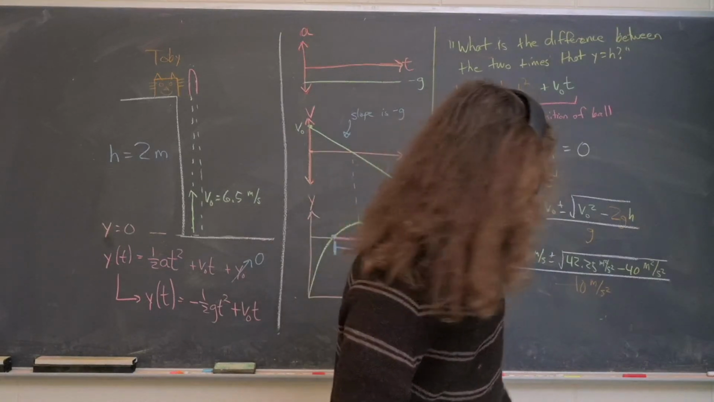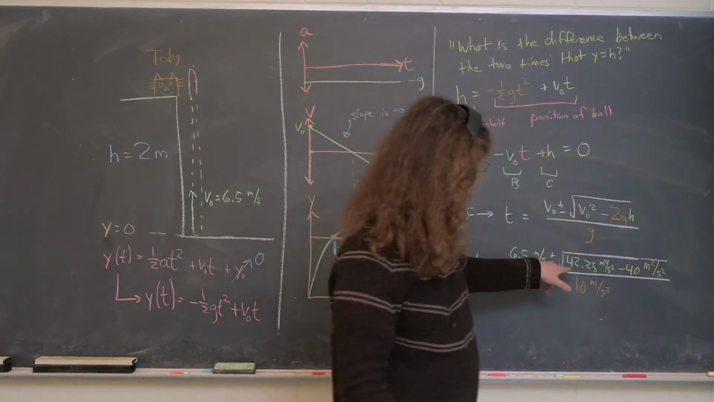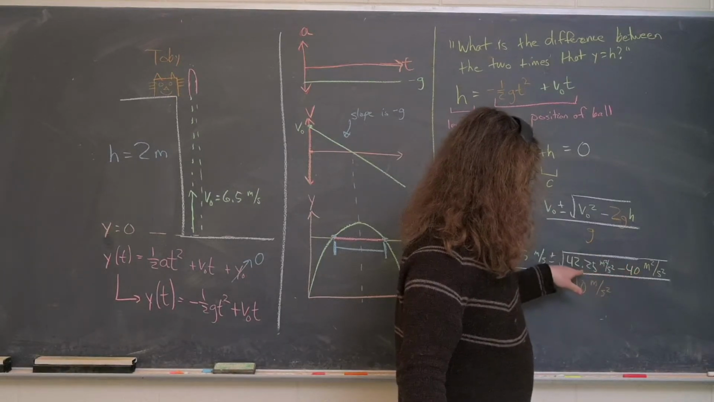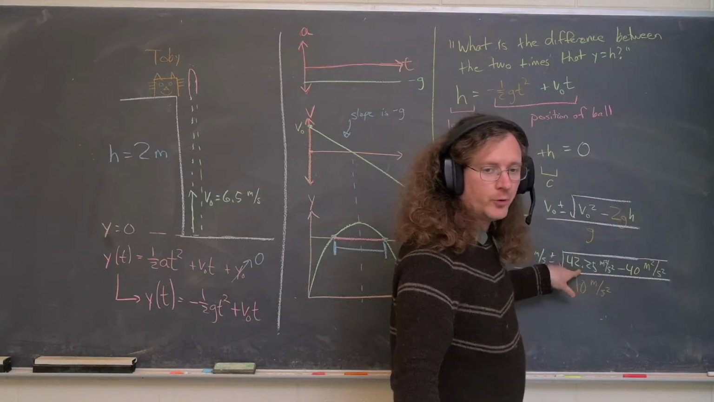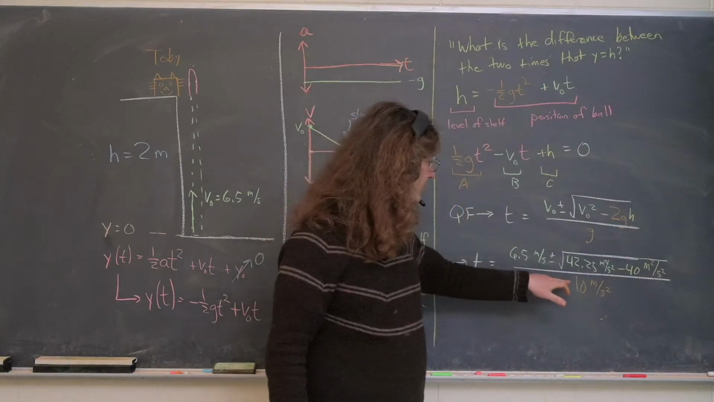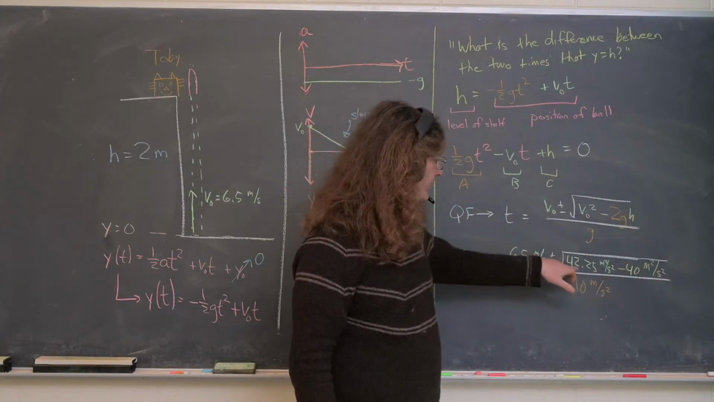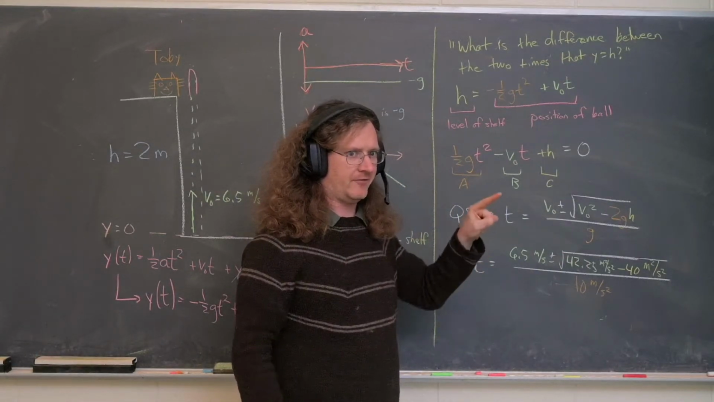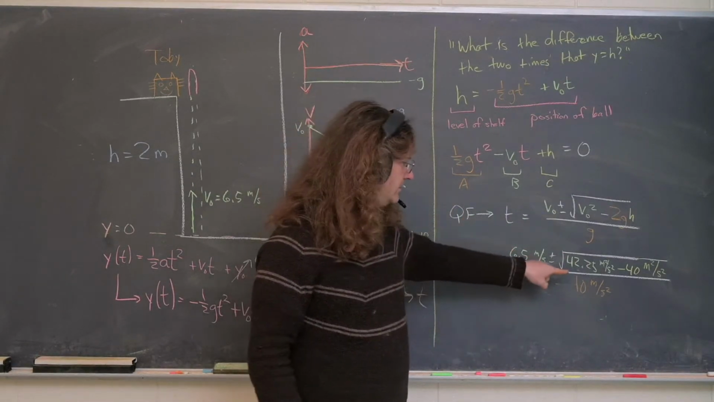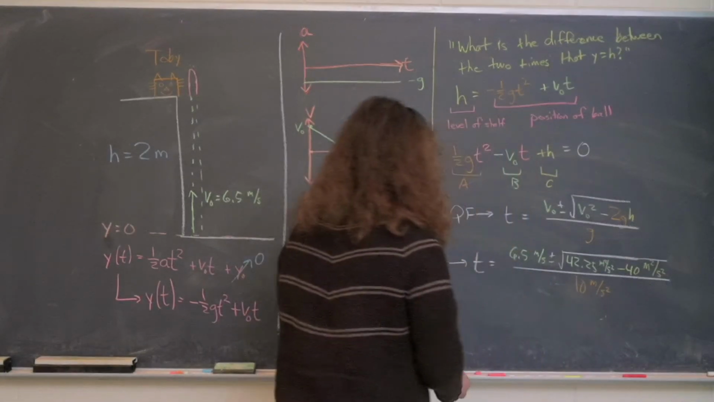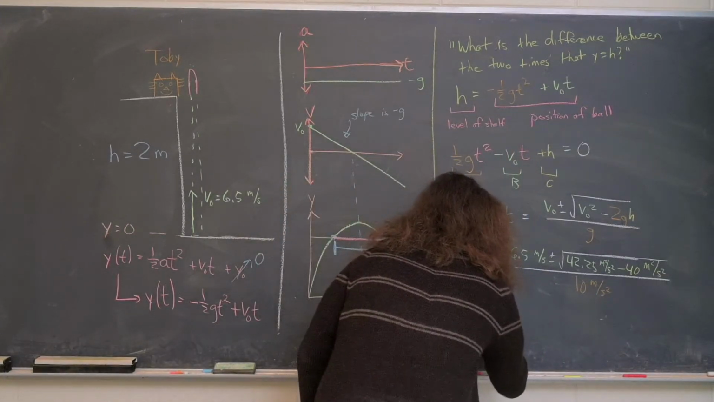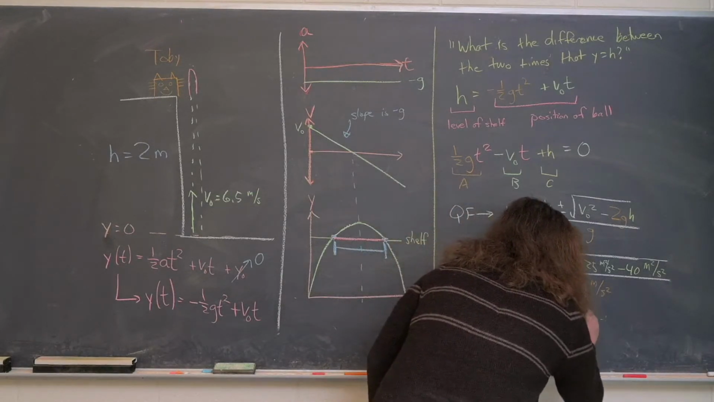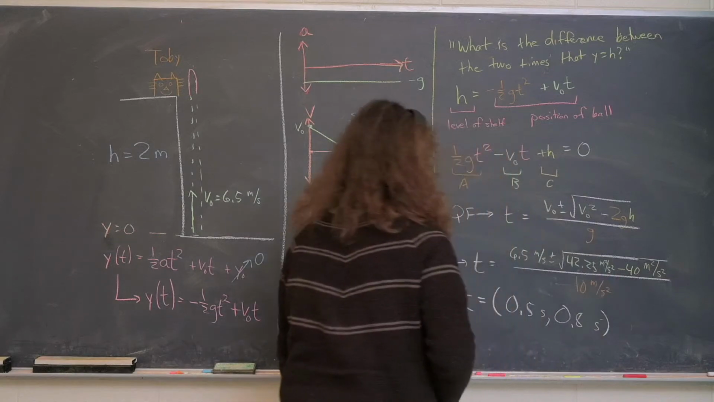I could do this in my head. So let's see. 42.25 minus 40 is 2.25. The square root of 2.25 is 1.5. So I have 6.5 plus or minus 1.5, which gives me 5 and 8, divided by 10. So this gives me times of 0.5 seconds and 0.8 seconds.